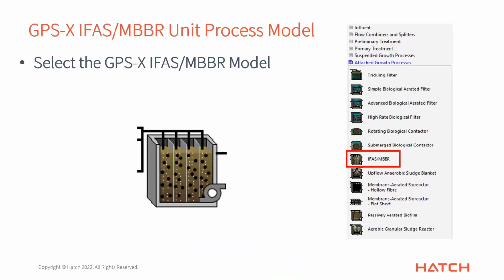Okay, so first of all, if you go to the attached growth processes here, you'll see many of the other objects that I mentioned earlier. And here's the IFAS one. For very, very long time users of GPS-X, we used to at one time call it the hybrid model, hybrid meaning a combination of both suspended growth and attached growth. But we moved to calling it IFAS quite a few releases ago. It's a little bit more accurate since it's set up for that particular context.